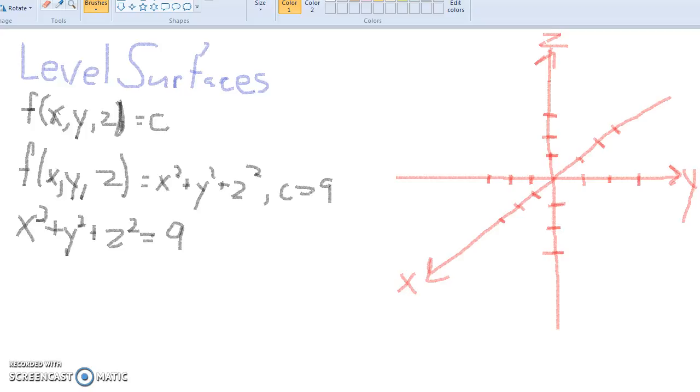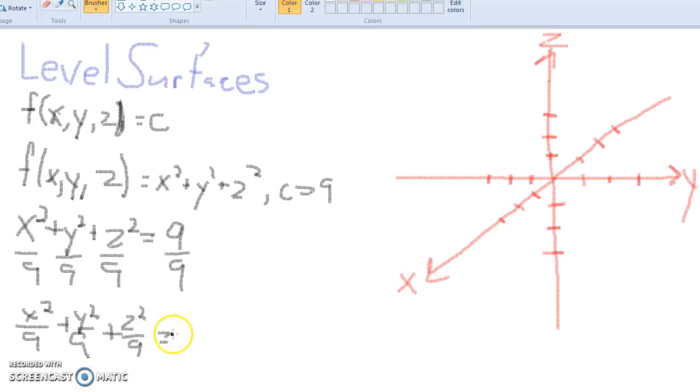However, if we're going to draw the actual surface on the axes I have set up on the right, we're going to need to set this up so we can solve for x, y, and z, so we can set the points on the graph and go ahead and draw the picture. So to do that, we're going to divide everything by 9. What that's going to do is leave us with an equation of x squared over 9 plus y squared over 9 plus z squared over 9 equals 1.